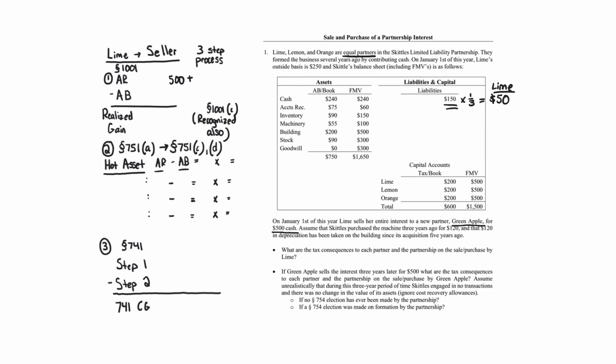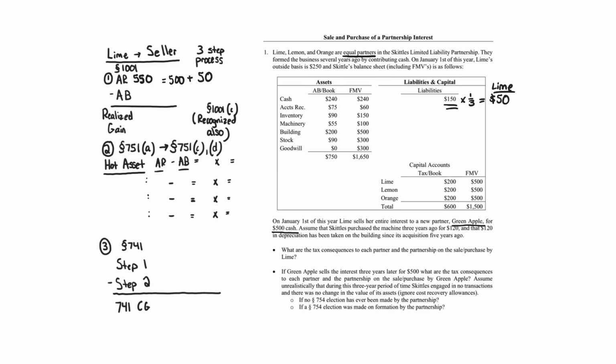Because Lime is leaving the partnership, Lime is no longer responsible for this $50. Think about if the partnership went belly up, went out of business, Lime would be responsible for $50 of that. Guess what? Lime's no longer responsible. So that's liability relief of $50. So the total amount realized that Lime gets in this problem is $550.